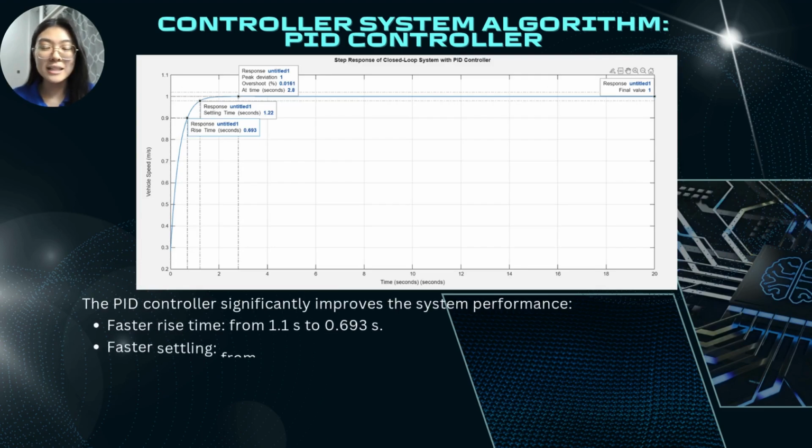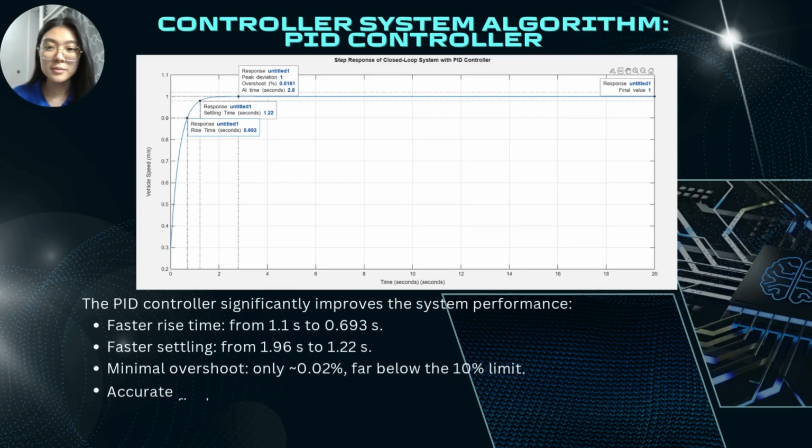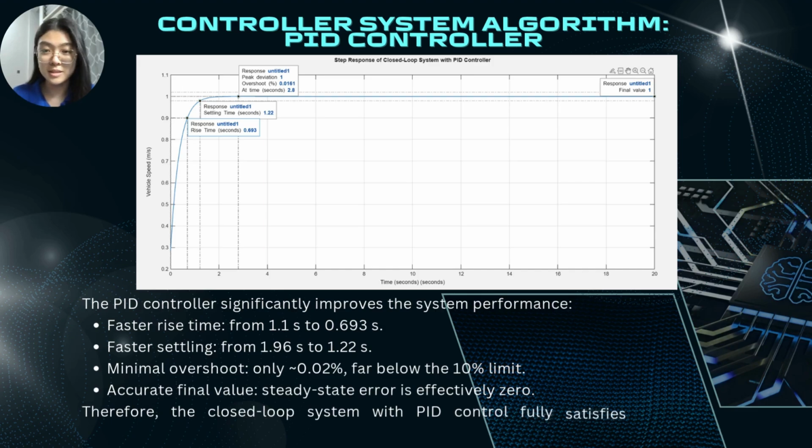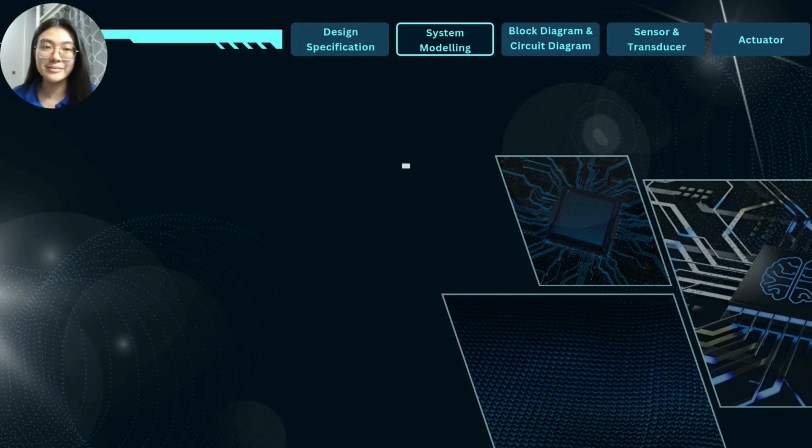Obviously, after applying the PID controller, the rise time improved from 1.1 seconds to 0.693 seconds, and the settling time improved from 1.96 seconds to 1.22 seconds. The overshoot was minimal, around 0.02%, and the steady state error is 0. And this result fully met our design criteria.